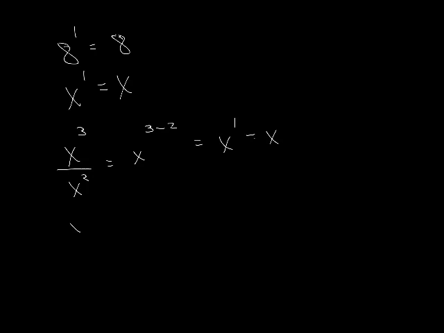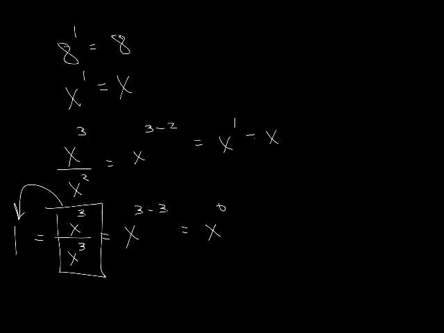What happens if I have x cubed over x cubed? Well, any number over itself is 1, right? But let's go this way. That also would be x cubed over x cubed, so it would be 3 minus 3, because we're going to subtract those, which gives us x to the 3 minus 3, which is x to the 0. So this equals 1, but it also equals x to the 0. Therefore, any number to the 0 power equals 1.